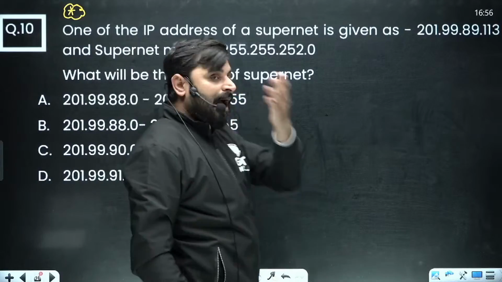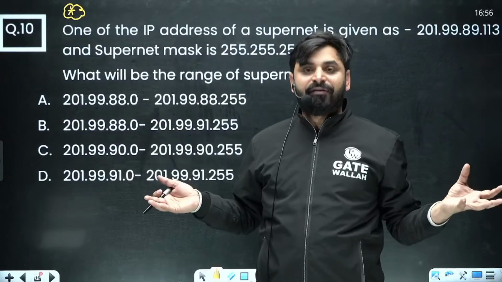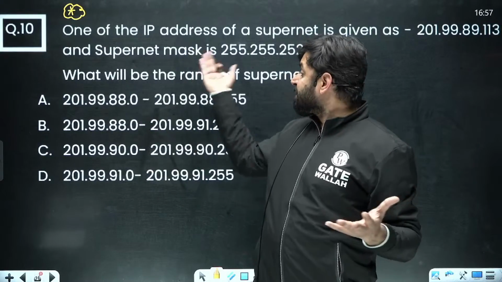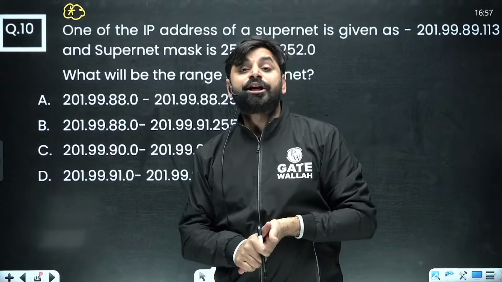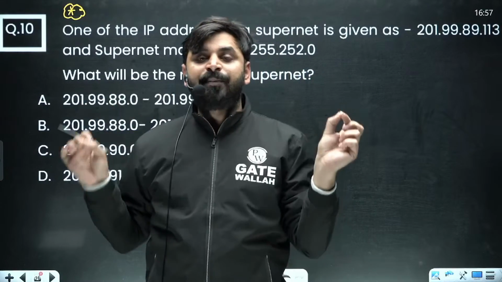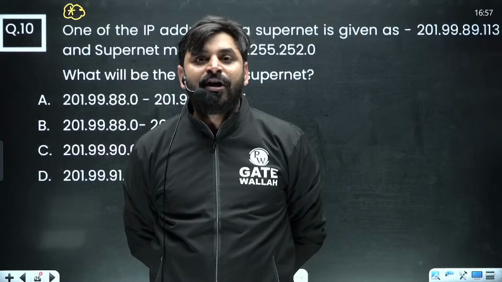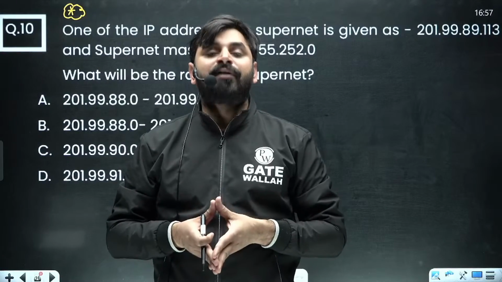It may happen that we are combining 4 networks, 8 networks, or 2 networks. What is the meaning of the range of the supernet? Suppose we are combining 4 networks. It means the first IP address of the first network and the last IP address of the fourth network. They are asking for the entire supernet. I hope you are getting my point.